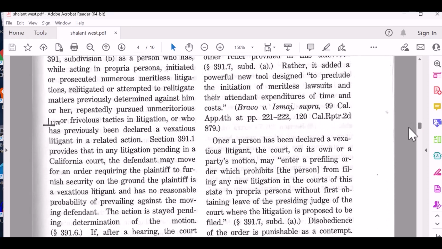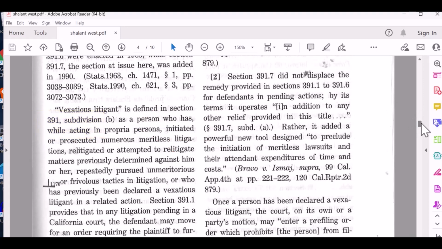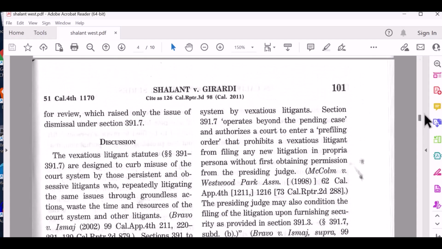Here, well, I missed one somewhere, but here's one over here on the left. Well, the strange looking symbol with the number 1170. This is what's called star paging, and in the old days they actually used to use an asterisk. Now what this is referring to, remember that 1170, if we go back up to the top and we see up here on the left the official reporter, this is telling you exactly where page 1170 in the Cal Reports volume starts.